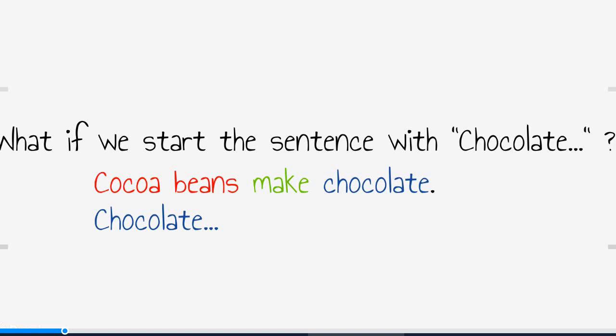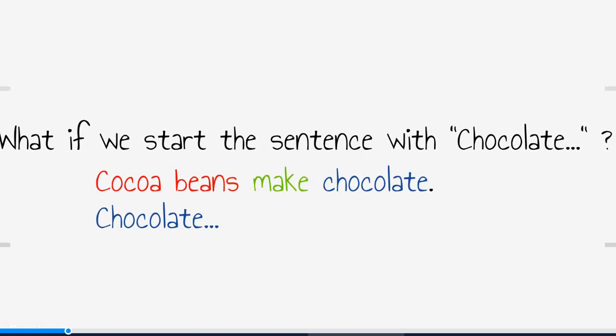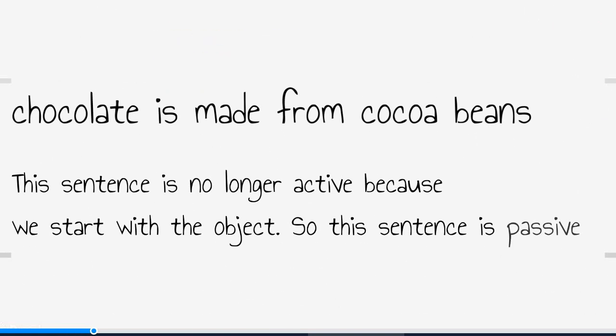What if we start the sentence with chocolate? Okay, focus here. The sentence says, cocoa beans make chocolate. What if I take the object of my sentence and I put it at the beginning? What will happen? See, what am I doing? I will take the object and I'll put it as a subject, at the beginning of my sentence. Chocolate is made from cocoa beans. This sentence now is not active. It is not active voice. It is called passive. Why? What did I do?